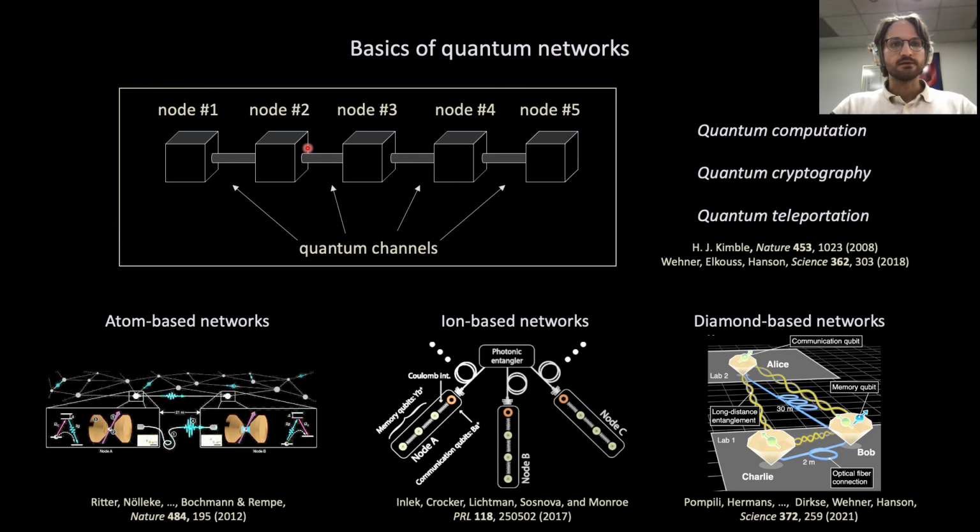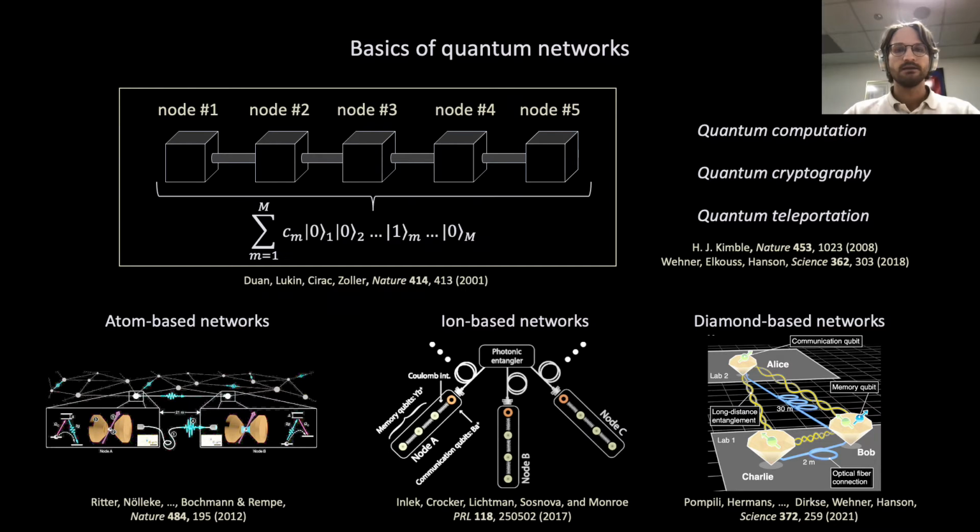Let me remind you that a quantum network consists of nodes connected by quantum channels. Here you can see a few practical realizations of quantum networks. A quantum network can be built from atoms, from ions, or for instance from color centers in solids. And quantum networks are important because they form the basis for numerous applications, such as quantum computation, quantum communication, and so on. A quantum network by itself is useless unless we are able to generate entanglement in the network.